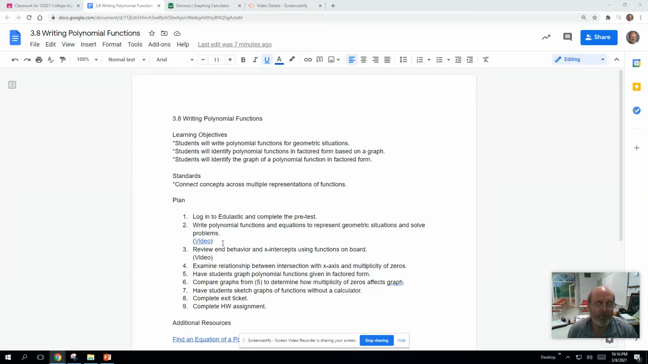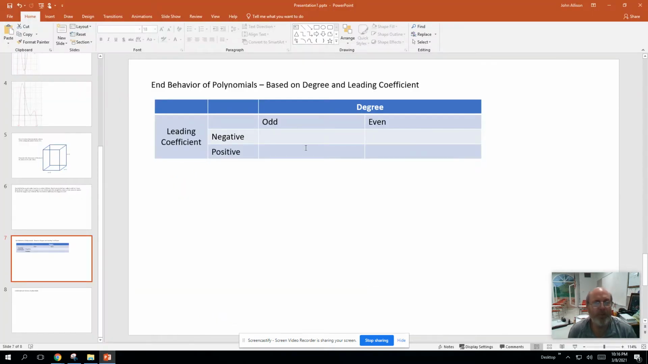Okay, let's talk about x-intercepts and end behavior in 3.8, writing polynomial functions. This is going to be video part 2. So we're going to review the end behavior and x-intercepts using functions on the board, except we're doing this virtually, so we're not going to do it on the board. Let's talk about end behavior of polynomials.